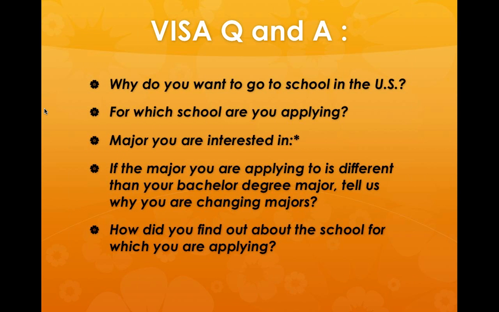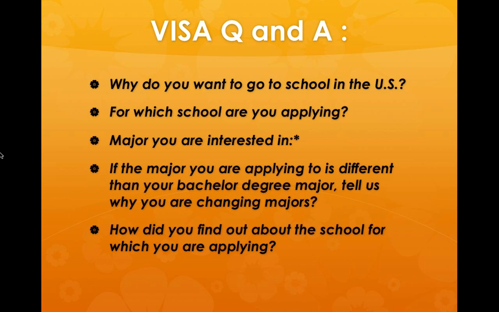Why do you want to go to school in the US? For which school are you applying? Major you are interested in. If the major you are applying for is too different from what you have done in bachelor's, that means if someone has done BCom and now is going for hospitality, they might ask, why are you changing your major? How did you find out about the school for which you're applying?